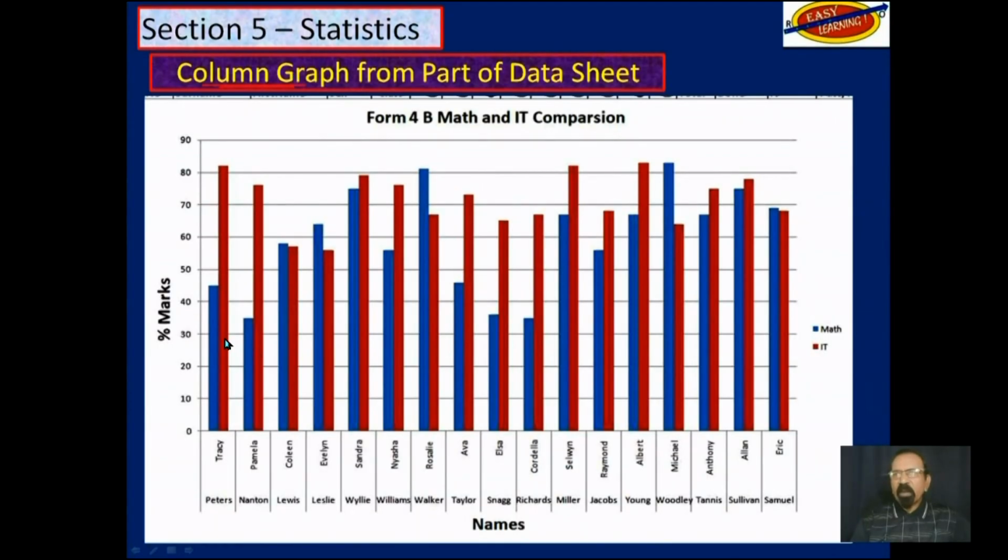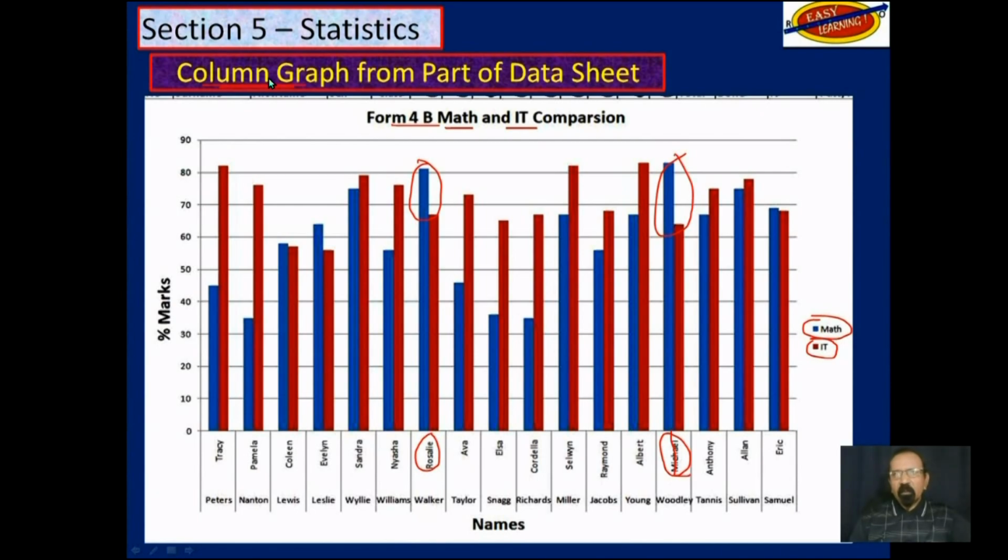Then we will look at a column graph. This time we are only looking at Form 4 Business students comparing their math and IT. The blue is math and the red is IT. As you can see at a glance, most students did better in IT. The red column is higher for most students than the blue one, but there are also 1 or 2 students that did better in math than in IT. For example, this student here, Rosalie, and this other student here, Michael. So that's a column graph.